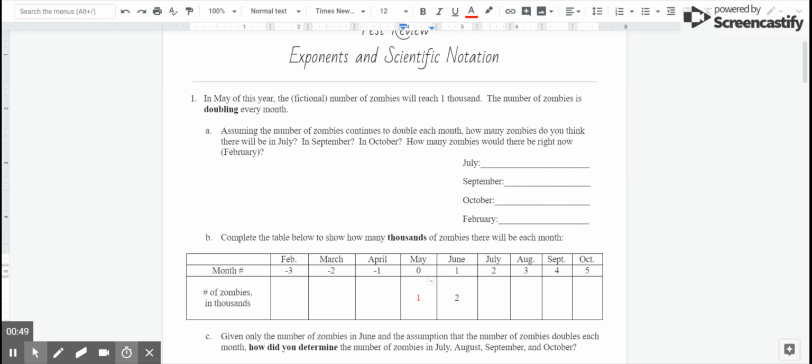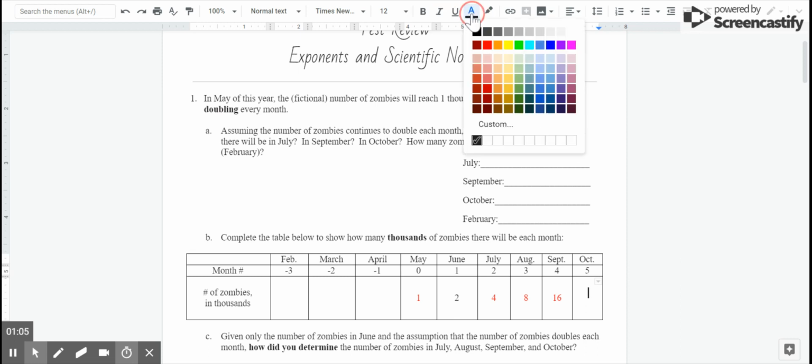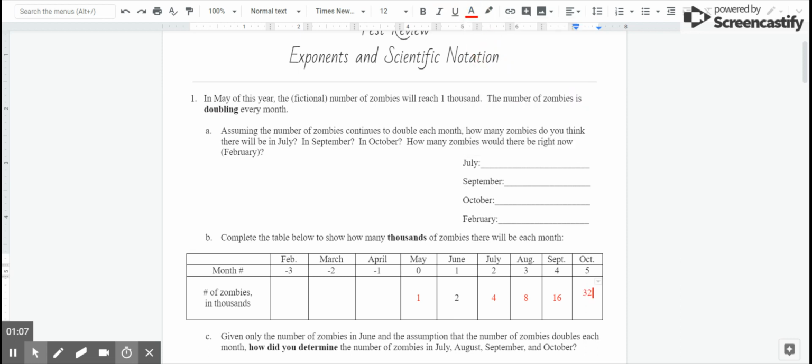The number is doubling every month. That confirms that in June there will be 2,000. And then in July, there should be 4,000. 8,000 in August. 16,000 in September. And 32,000 in October. If you notice, the pattern is every time I move 1 month to the right, my number doubles, which means every time I move 1 month to the left, my number gets cut in half.